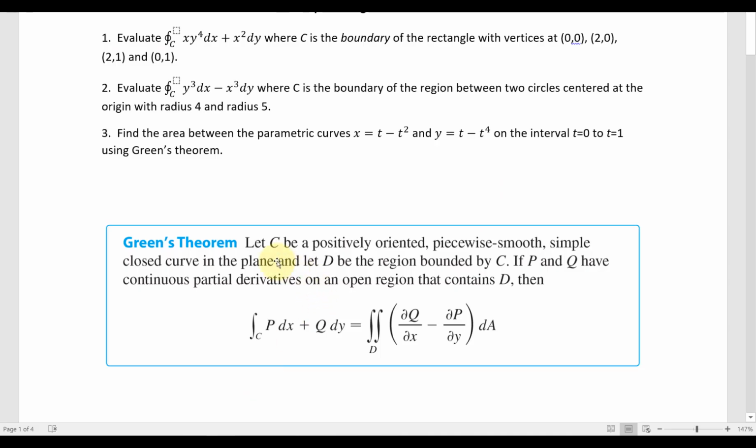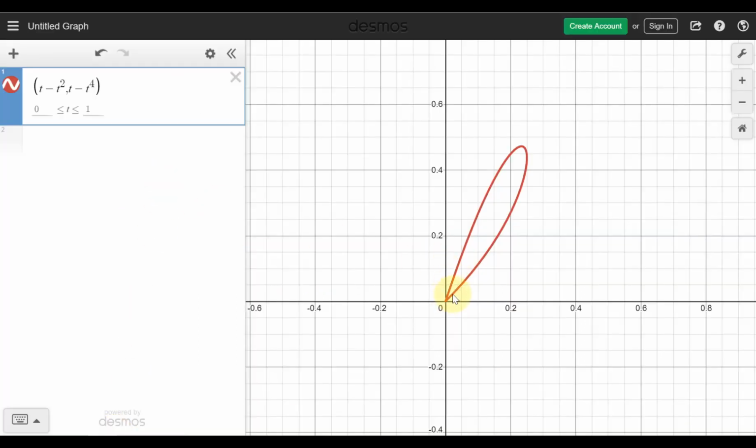So if C is positively oriented, actually, I need to confirm that the orientation is increasing out to this point and then coming back to 0, 0, so that the region is this part of the graph that's between these curves, and then it's positively oriented, right? After confirming that, we can proceed with Green's theorem.